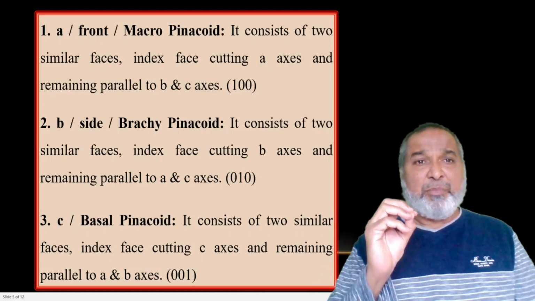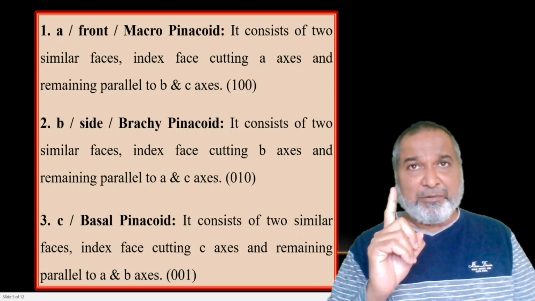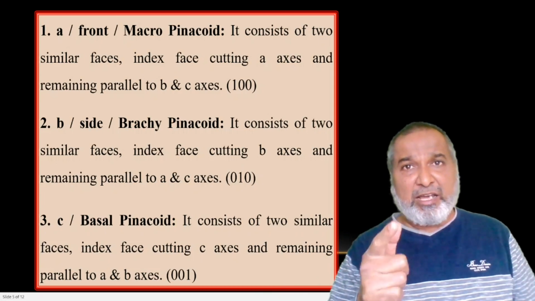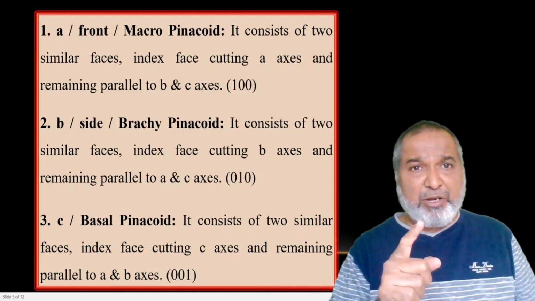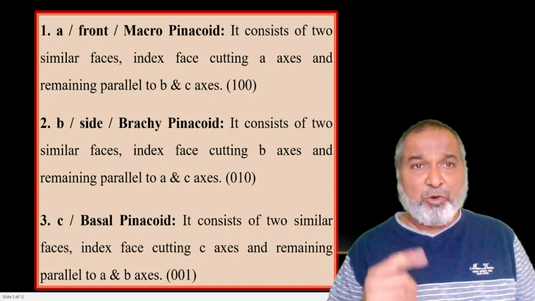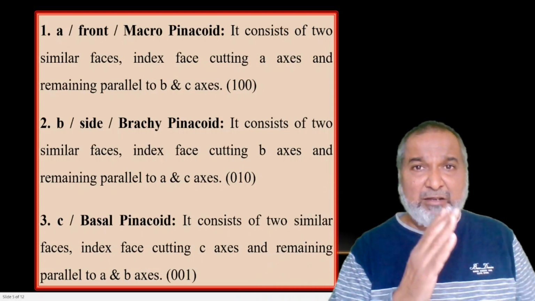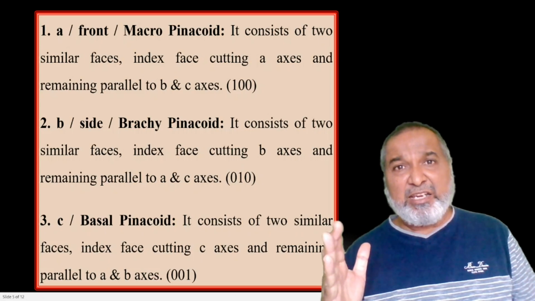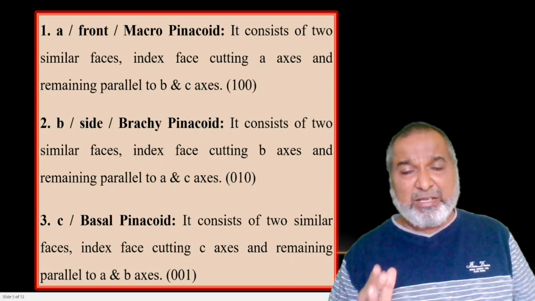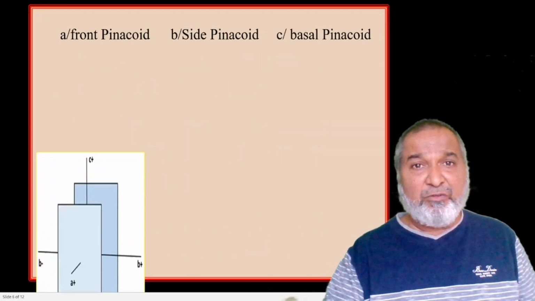It consists of a pair of two similar faces. The index face is going to cut one axis and remain parallel to the other axes. So if it is A, it is going to cut the A axis, 100. B pinacoid 010 and C pinacoid 001. So A oblique front is called the macropinacoid, whereas B oblique side is the brachypinacoid 010. Last, C or basal pinacoid 001. All these faces are two in number.